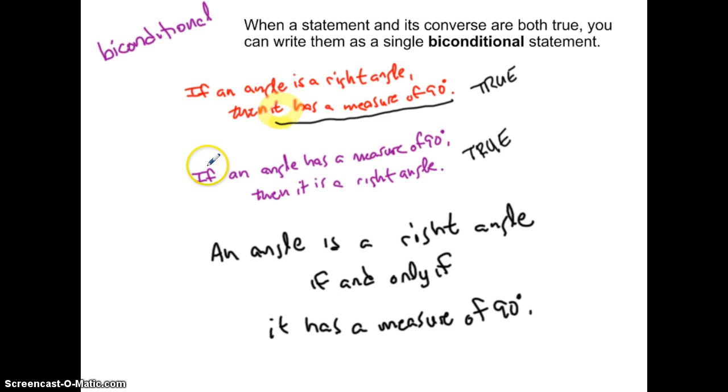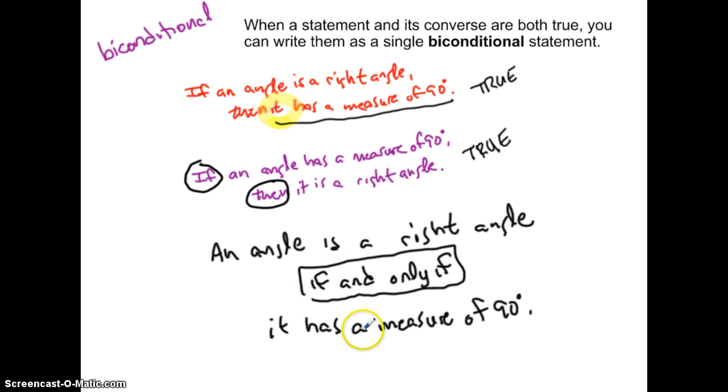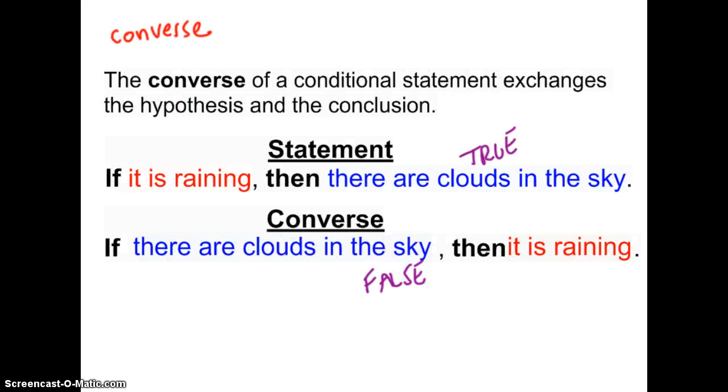Notice that we did not include the if or the then. Those get eliminated when you write a biconditional statement, and you always have if and only if in the middle. An angle is a right angle if and only if it has a measure of 90 degrees. So it's important to note you can only write a biconditional statement when the original conditional statement is true and the converse of the conditional statement is true. If we go back to this example, if it is raining then there are clouds in the sky, the converse is not true. So it would be inappropriate to write a biconditional statement here.